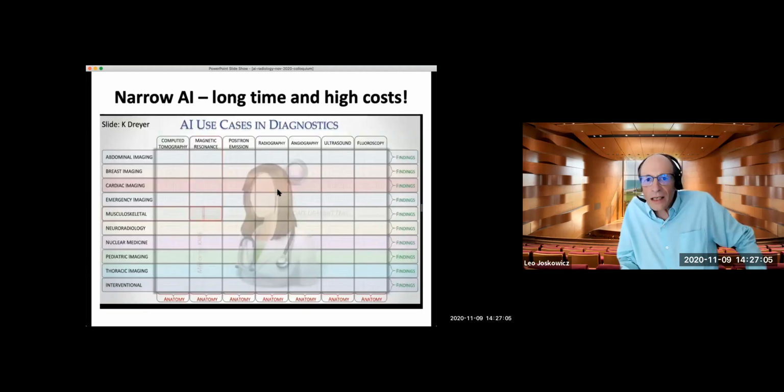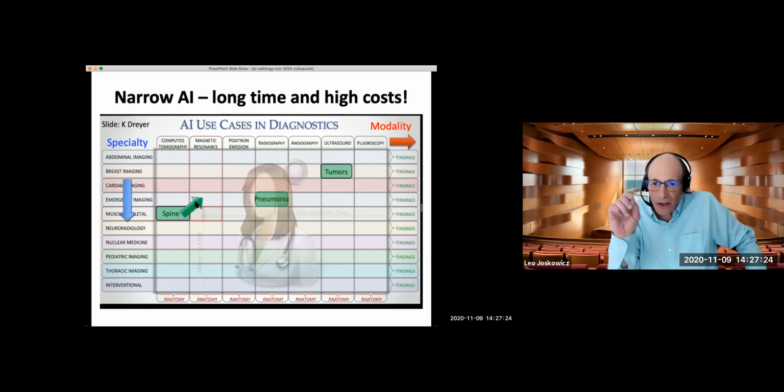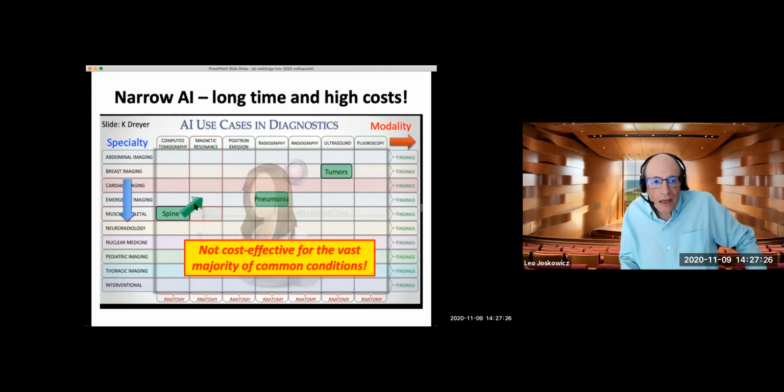So what is the problem with narrow AI? Basically, you have many specialties, you have many modalities, and each one of these boxes is one app. And in fact, this has more dimensions, because even if I just pick spine problems in CT, you're going to develop a very specific one. And this is not going to be cost effective for the vast majority of the common conditions.